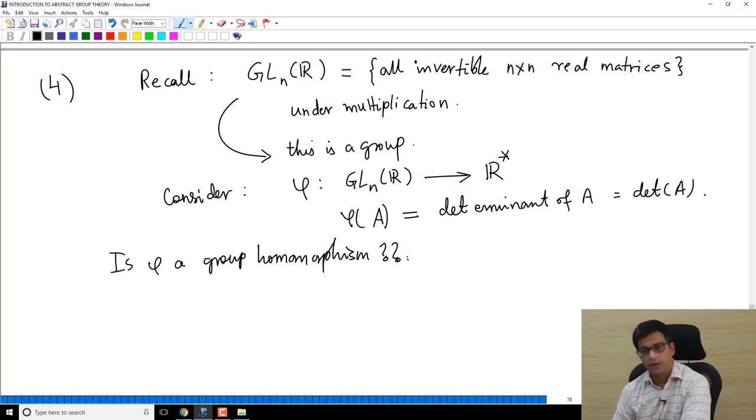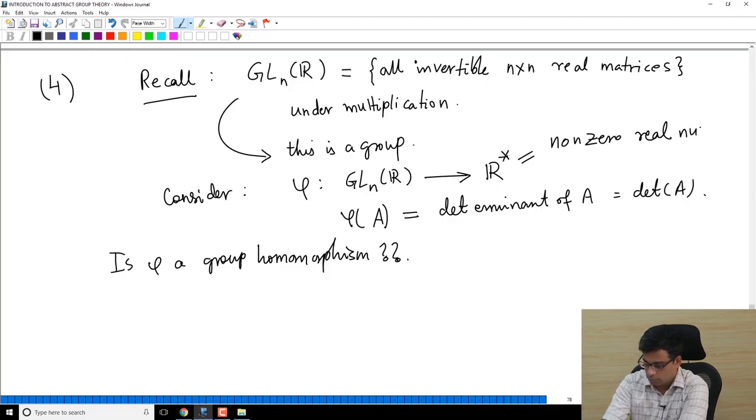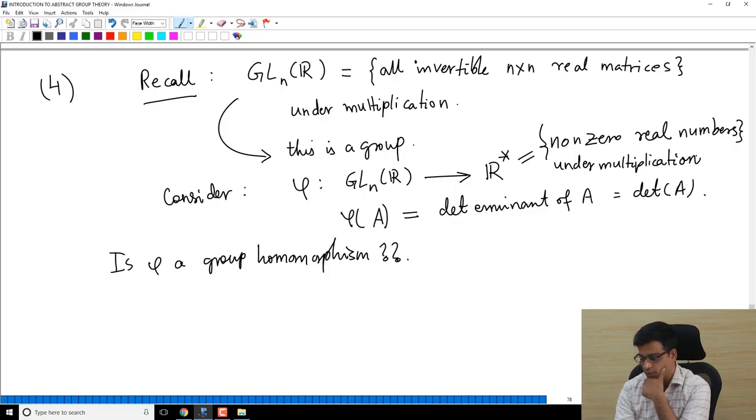No, first of all, before you even attempt to answer this question, you have to ask yourself, what are the two groups involved? I just recalled for you what is GLNR. Okay, GLNR is the group of all invertible n by n real matrices under multiplication. But what is R star? R star is all non-zero real numbers also under multiplication, right? So this is also a group that we have seen before. If you take non-zero real numbers and consider the binary operation given by multiplication, it's a group. So now I can ask, is phi a group homomorphism?